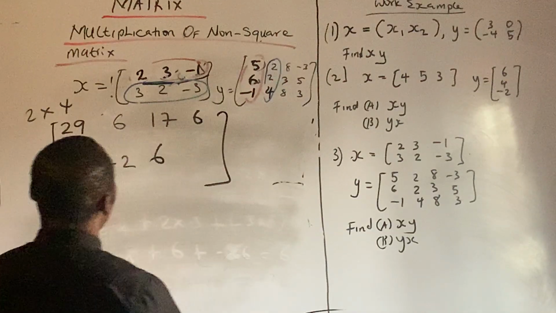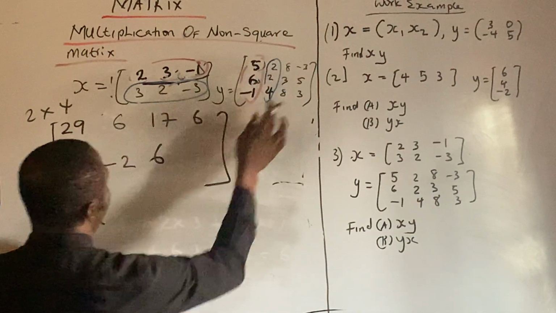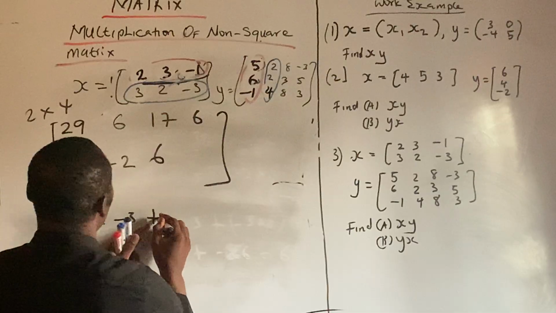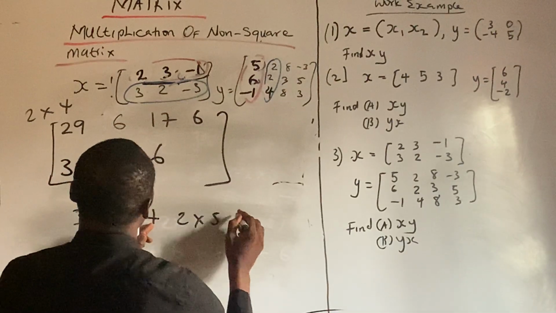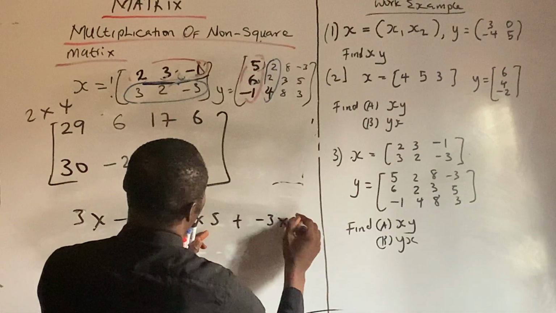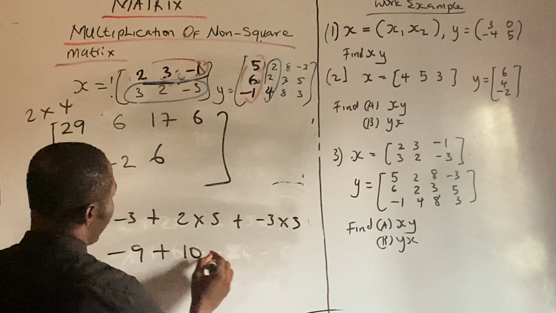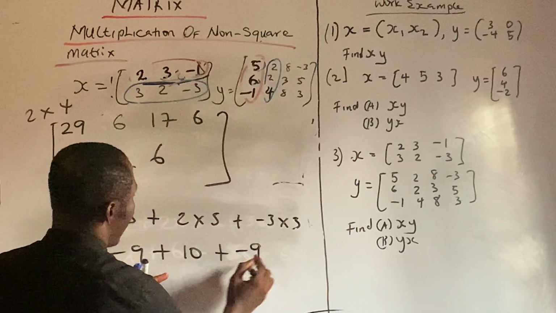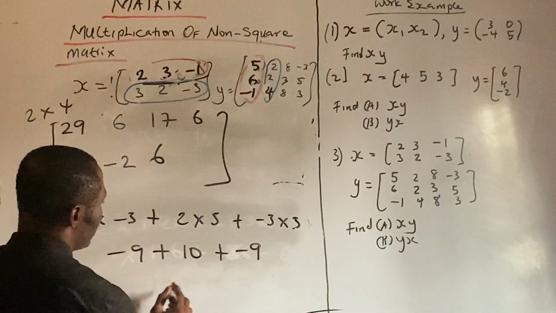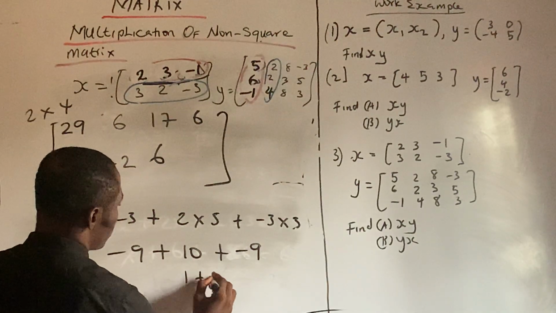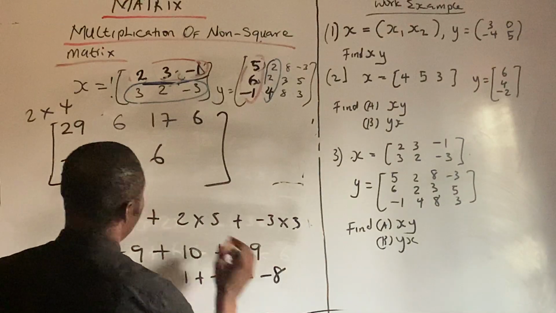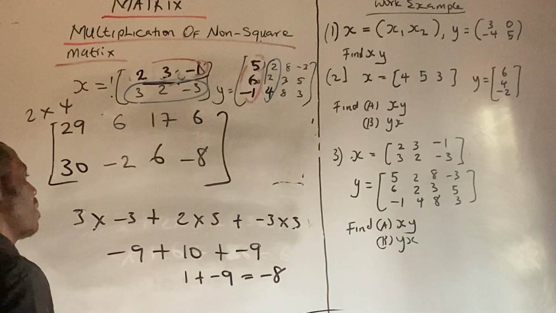For the last one, we have 3 times minus 3 plus 2 times 5 plus minus 3 times 3. This one becomes minus 9. This one becomes 10. This one becomes minus 9. And then you have this and this will become 1 plus minus 9. This is minus 8. The right answer here is minus 8.